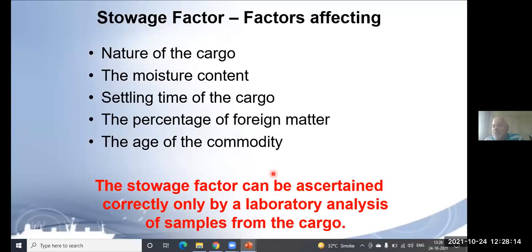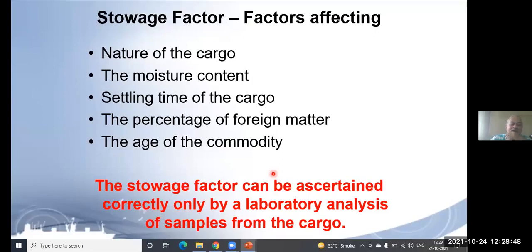Like, suppose, a simple example: your maize from which you make popcorn. So maize has more stowage factor or popcorn has more stowage factor? Popcorn. Yes, popcorn is volumetric. Maize would be dead weight. So popcorn will have a higher stowage factor. Maize will have a lesser stowage factor because maize is heavier and will occupy very little space.